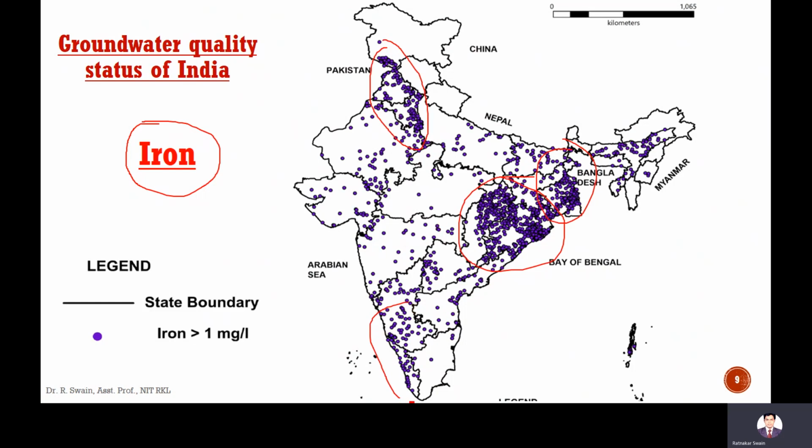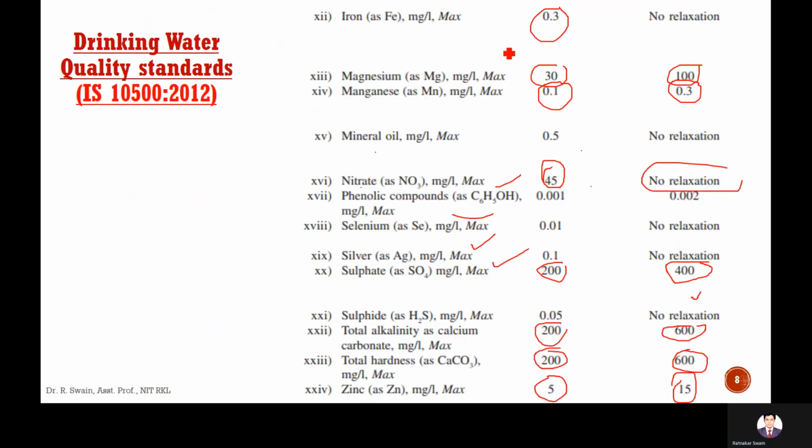Here in Karnataka, Kerala, you can see. The industrial areas here in Odisha, it is a fully industrial area. In the industrial area, iron ore mines are there here in Odisha. So here the iron content is more than 1 milligram per liter. What should be the iron? You see 0.3, which means there is no relaxation.